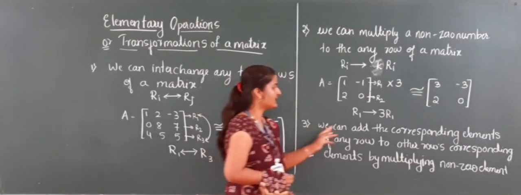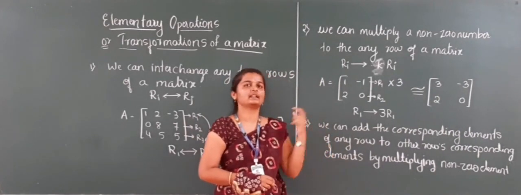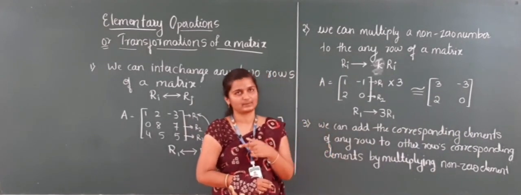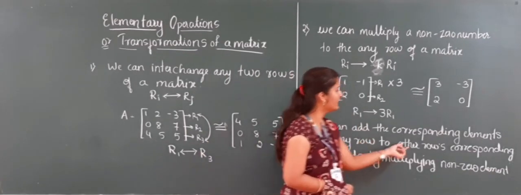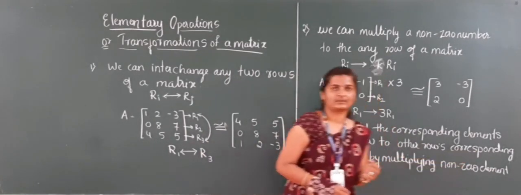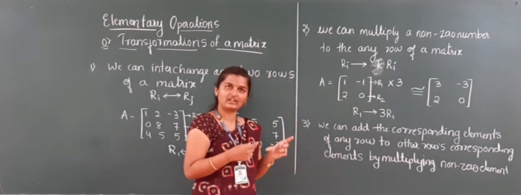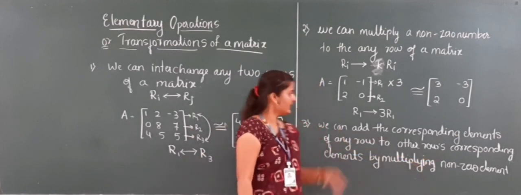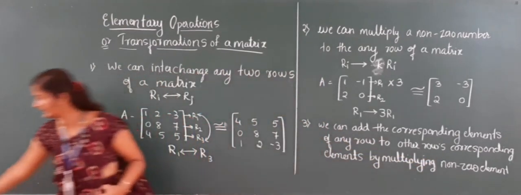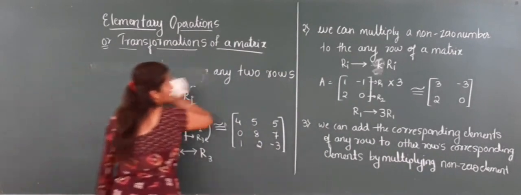So here we can add the corresponding elements of any row. In our matrix there is one row, and in that row there are corresponding elements. So we can add to those elements another row's corresponding elements. So in the same matrix we can add different rows by multiplying by a non-zero element. Okay, so I will write it generally, please note it down.